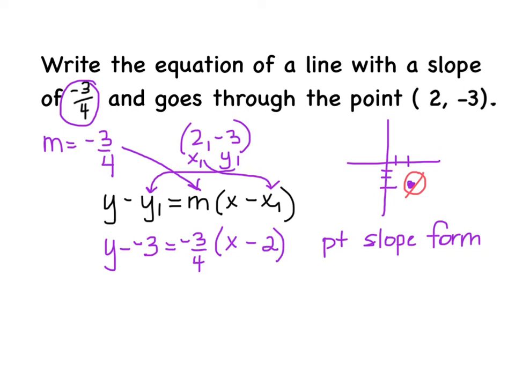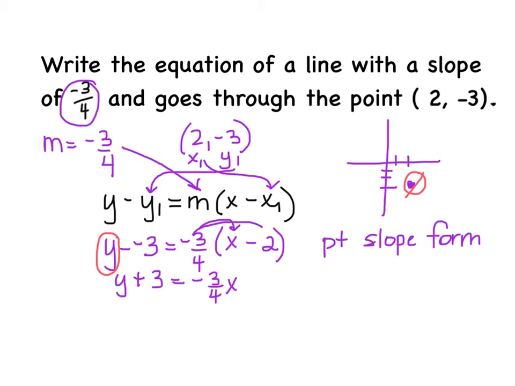But if we're asked to bring it to slope-intercept form, which is y equals mx plus b, I need to go ahead and solve this out. So I'm going to go ahead and distribute. I'm solving for y. So I'm going to distribute. This is y plus 3 equals -3/4 times x.